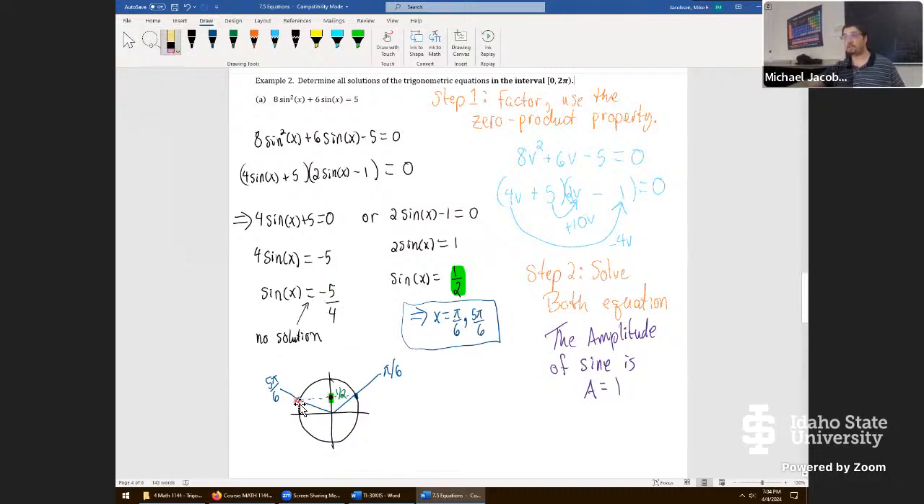So 1/2 is conflated with angles 5 pi over 6, pi over 6 in this range from 0 to 2 pi. So our answer was done the moment we found those two angles. Any questions at all, folks, with the rundown on this one from last class?